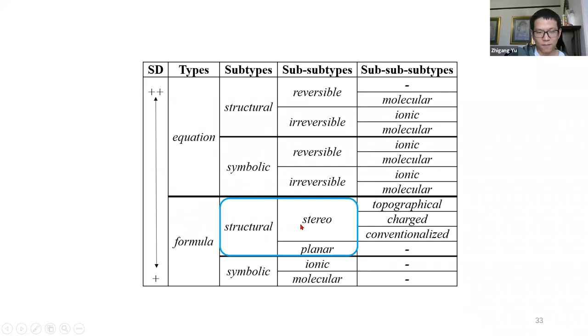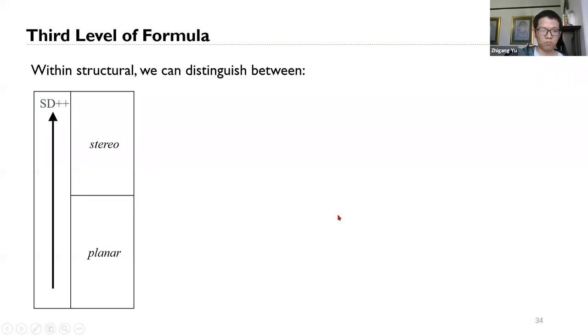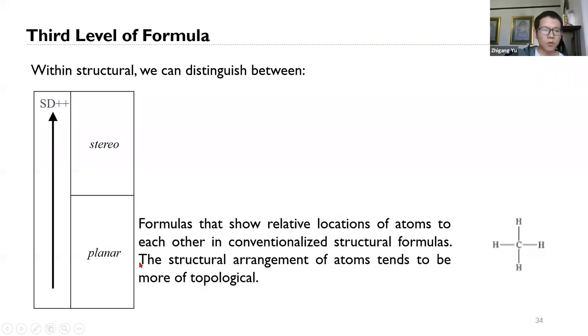Structural can be further distinguished into planar and stereo. So what is planar? I use planar to refer to formulas that show the relative location of atoms to each other in a conventionalized structural formula. The structural arrangement of atoms tends to be more topological. So it's more logical. It shows, okay, this is on the left and on the top, but it doesn't show which specific locations they are in three dimensions.